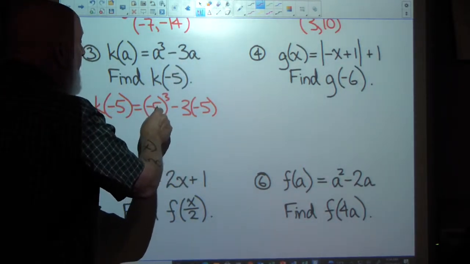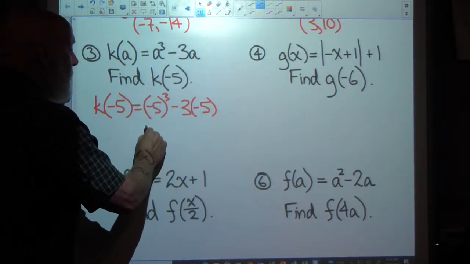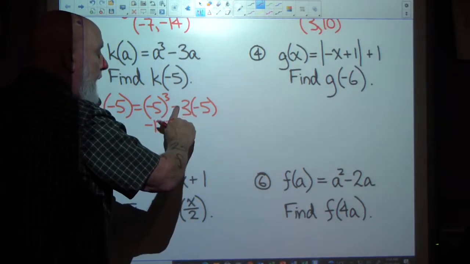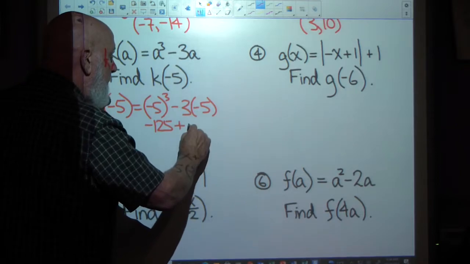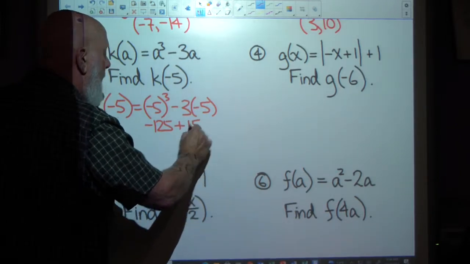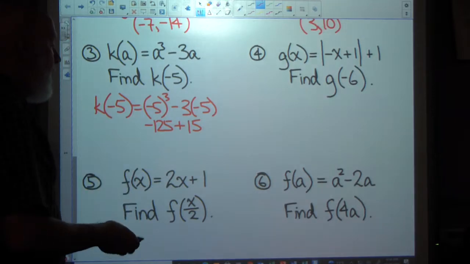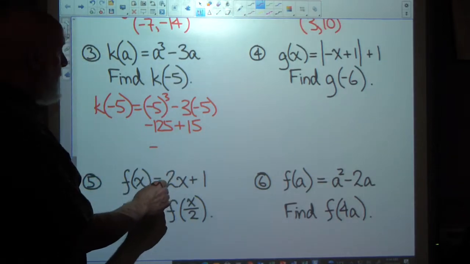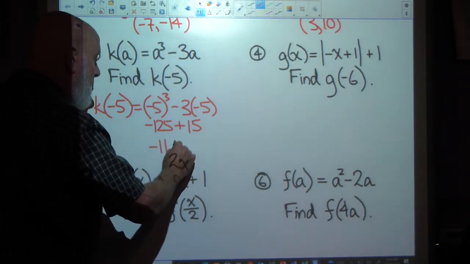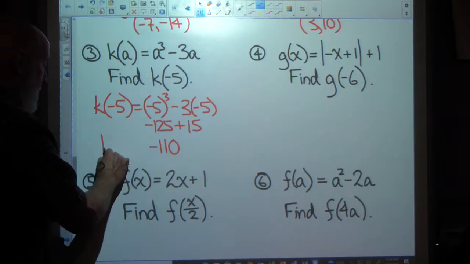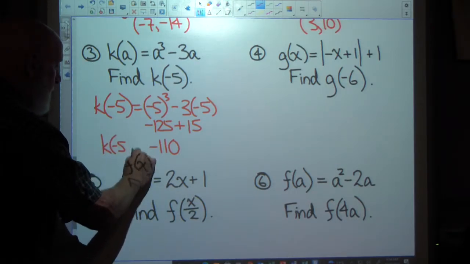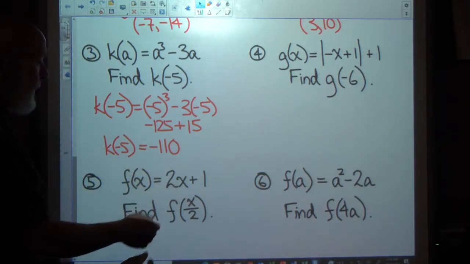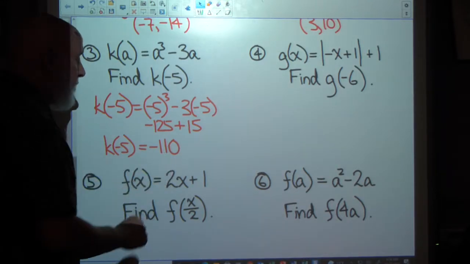Now I do the arithmetic. Negative 5 times negative 5 times negative 5 is negative 125. And this is going to be plus 15. Negative 3 times negative 5 is positive 15. And these are different signs, so I will subtract, and keep the sign of the one with the greater absolute value, and that would be negative, what is that, 110? So I can say k of negative 5 is equal to negative 110. And if I were going to write that as an ordered pair, it'd be negative 5, negative 110.